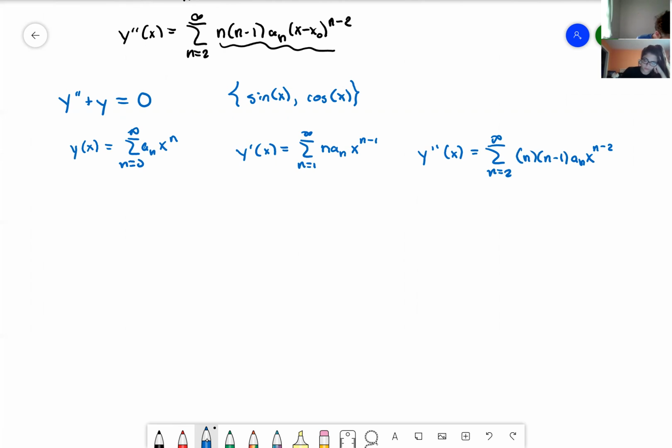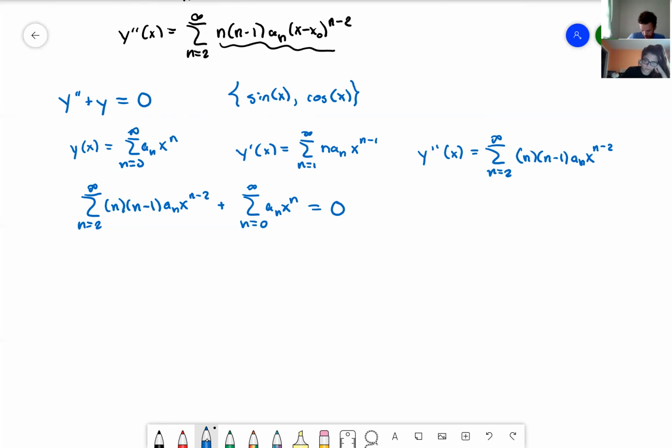And what do we get? Well, if we just plug them into the equation, we get the sum from n equals 2 to infinity of n times n minus 1, a n x to the n minus 2, plus the sum from n equals 0 to infinity of a n x to the n, equals 0. So this is a relationship between these two series.